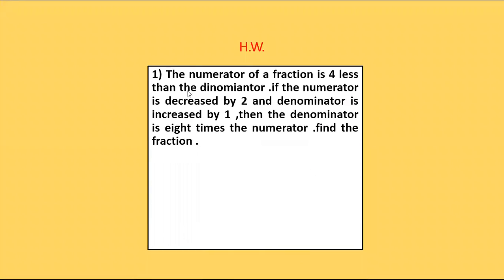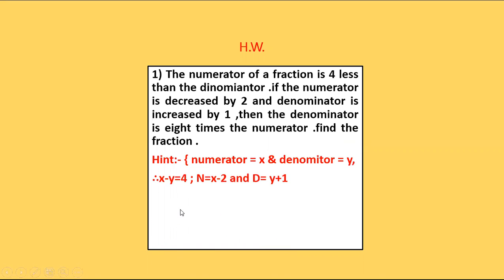Today's homework, first problem. The numerator of a fraction is 4 less than the denominator. If the numerator is decreased by 2 and denominator is increased by 1, then the denominator is 8 times the numerator. Find the fraction. Hint is given, numerator x, denominator y. Then we get these two equations, x minus y is equal to 4, equation number 1. Numerator decreased by 2, x minus 2. Denominator increased by 1, y plus 1. Therefore, then we get this equation, y plus 1 is equal to 8 times x minus 2. Solve these two equations and find your answer.